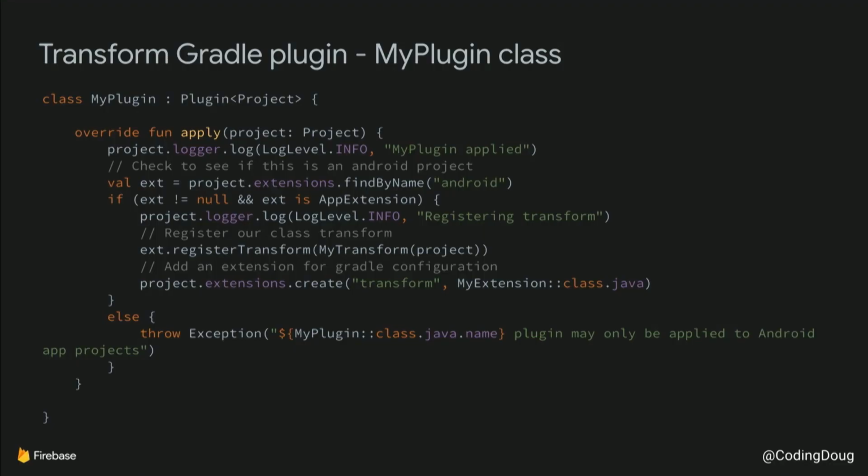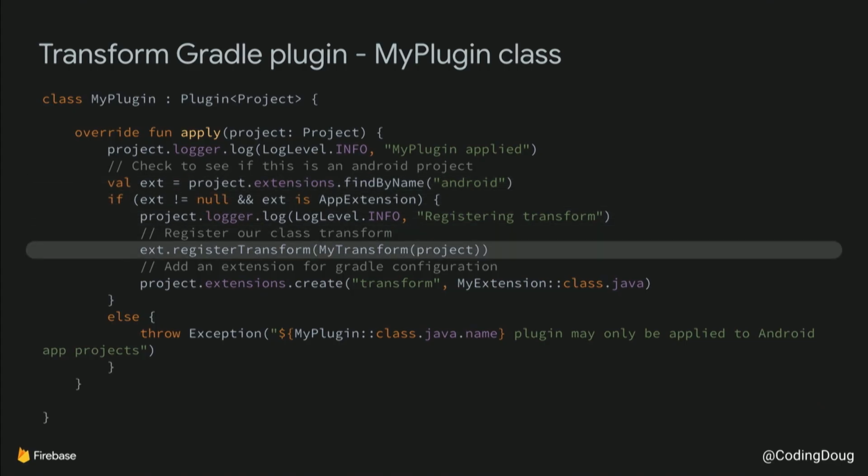So inside that plugin, all we have to do is subclass Plugin, and we have an apply method. And this apply method is what gets called when you apply the plugin at the top of your project. It's doing a bunch of things here, but the most important thing is it's finding the Android plugin. So the Android plugin must already be applied to this project before the transform can work. And if it finds the Android plugin, it will register a transform with it.